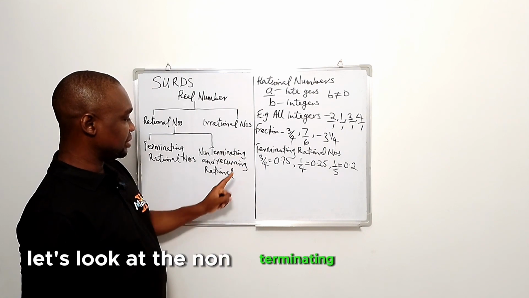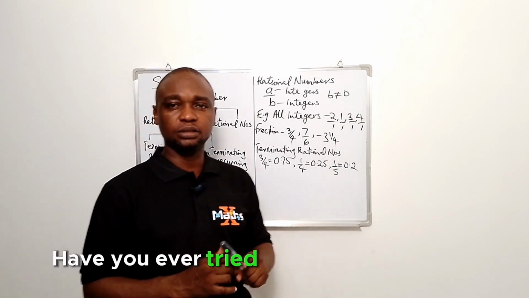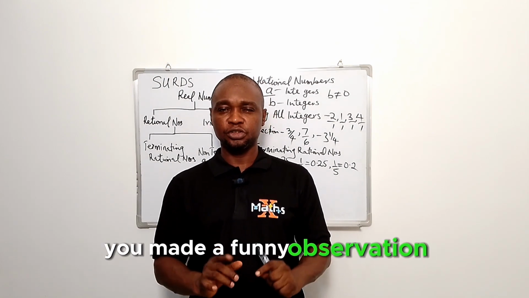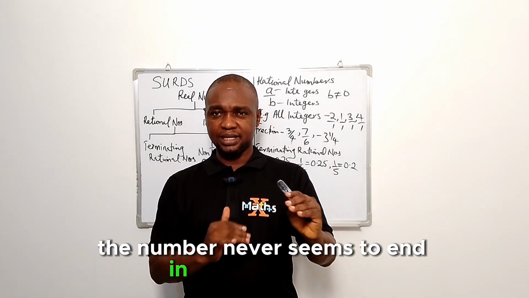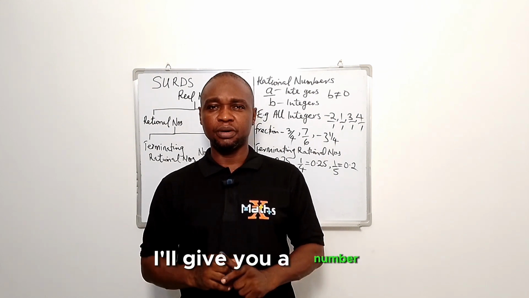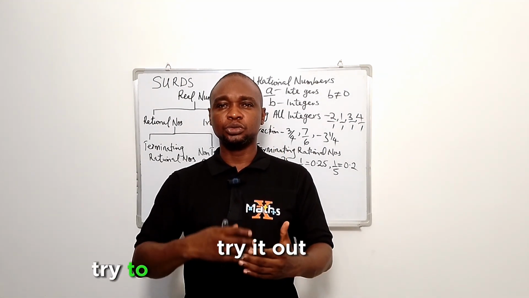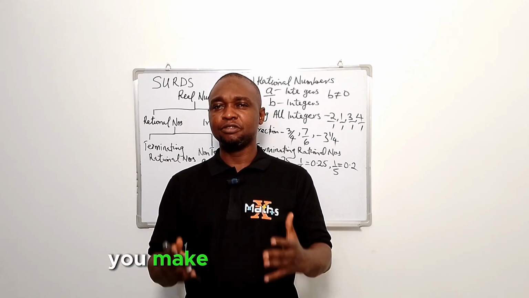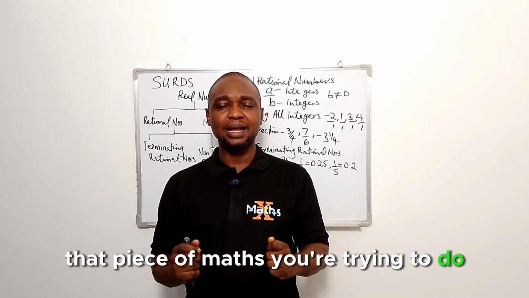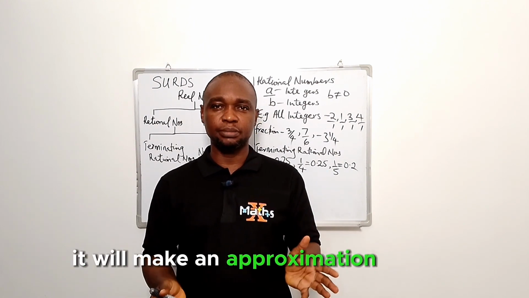Let's look at the non-terminating and recurring rational numbers. What kind of numbers are these? Have you ever tried doing a long division? And when you did the long division, you made a funny observation. The number never seems to end in its decimal form. Did you observe that? If you're not sure, I'll give you a number. Look at a number like 1 over 3. At home, try it out. Try to divide it using long division. You will make a funny observation. You can just go on and on and on with that piece of maths you're trying to do, and it never seems to end. You're just going to have to stop somewhere. If you're using a calculator, it will make an approximation for you.